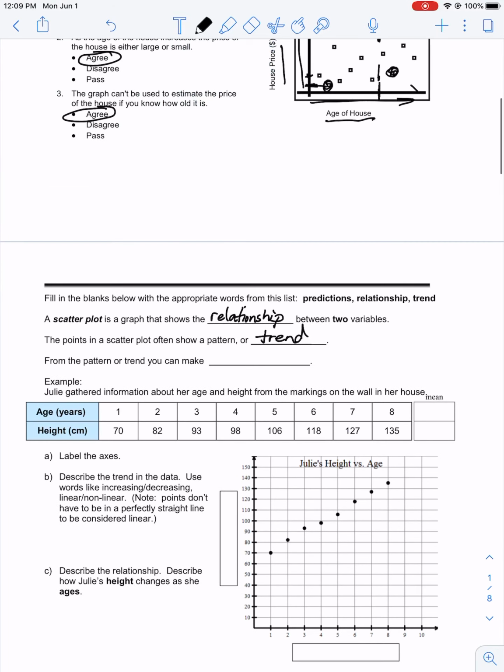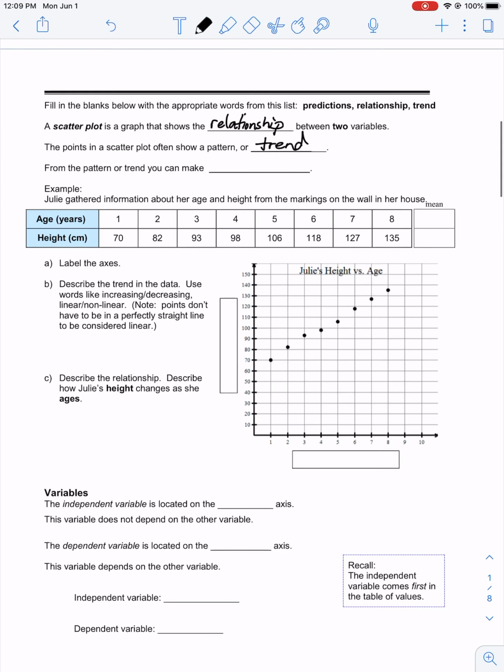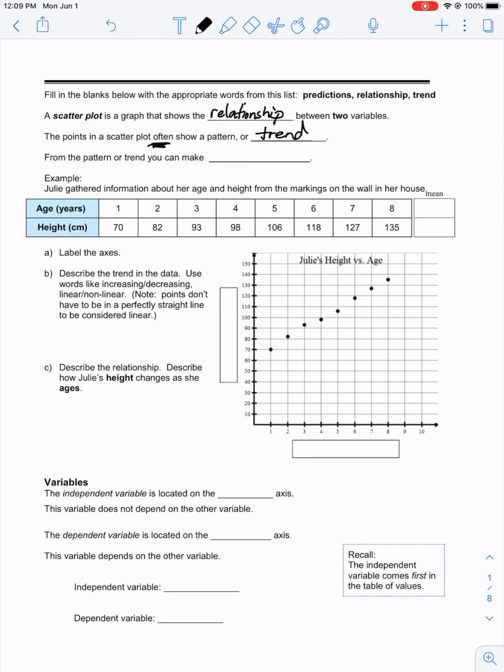So if you take a look at these three graphs back here, the first one and the second one both are showing a trend. This one is showing an increasing trend. This one is showing a decreasing trend. This one is showing no trend whatsoever. So the points in the scatter plot often show a pattern or trend. And from the pattern or trend, you can make predictions. And that's the whole reason why we collect data and we want to make predictions. And what a great time to be considering data being collected through this whole COVID crisis.